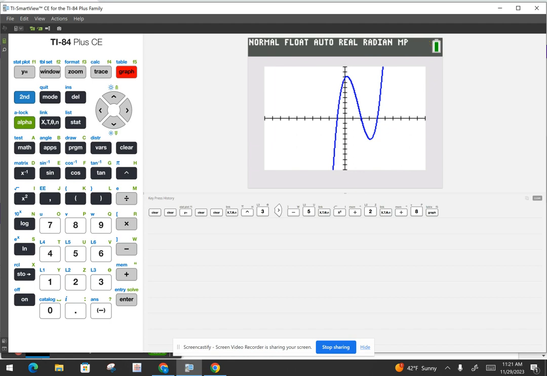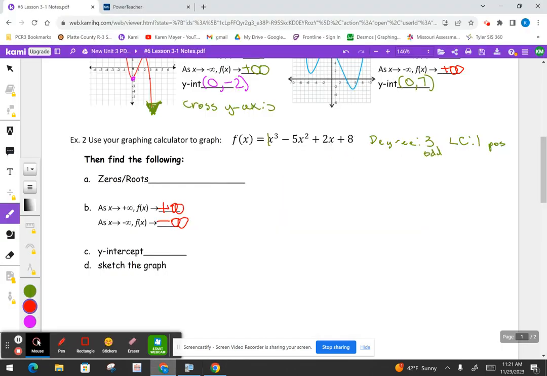Now, sometimes you can't tell on your window and you might have to adjust your window, but this problem, I can easily see that on the left side, it is pointing down. And I can see on the right side that it is pointing up. So you could also come over here and get your answers for the end behavior by looking at that. Okay. So you could also get these right here.